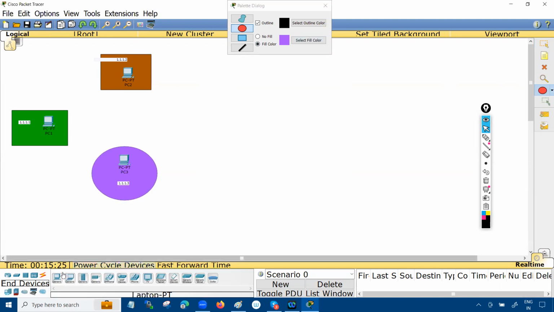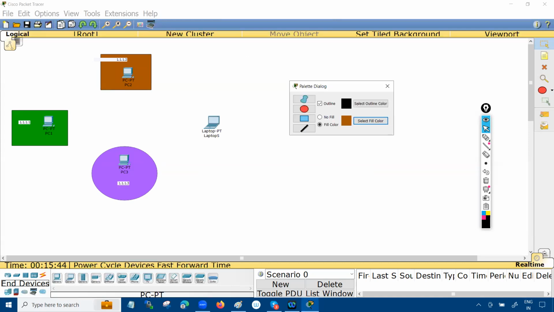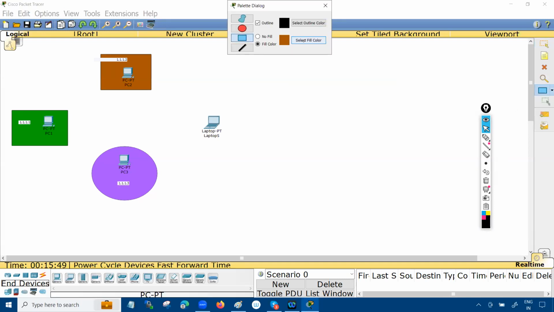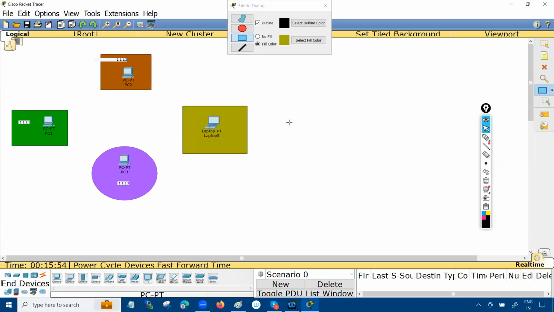Okay. And then after that, I can take another PC. Take for example, I'll take more PCs, and I'll give this guy a different color as well. That's not coming. My Packet Tracer is a very old one, guys, I'm telling you. So you can download the new version. Mine is a very old one. Okay, that's perfect.